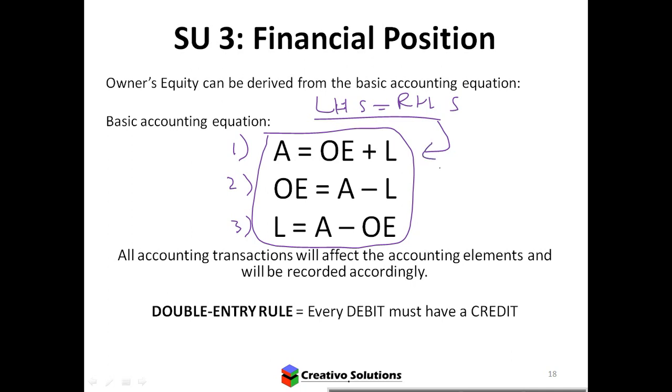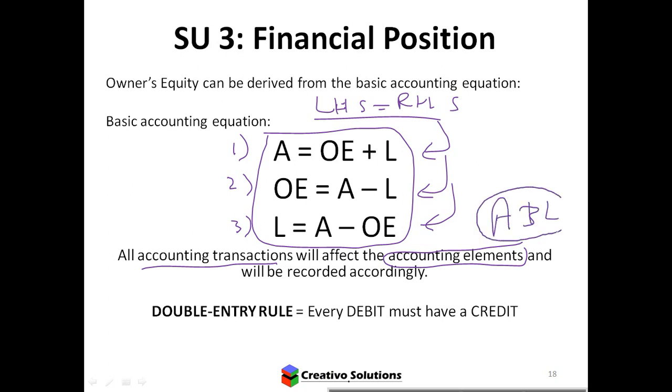It's more one equation or two equations. That's it. All accounting transactions will affect the accounting elements. What are the elements? We'll see them later. So far we've covered two, assets and liabilities. Right, make sure you know what the definitions are. Okay, I'm going to keep trying to remind you to remember these basics.